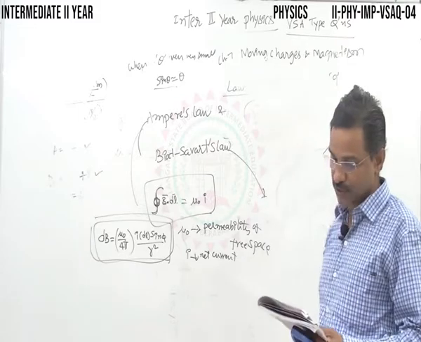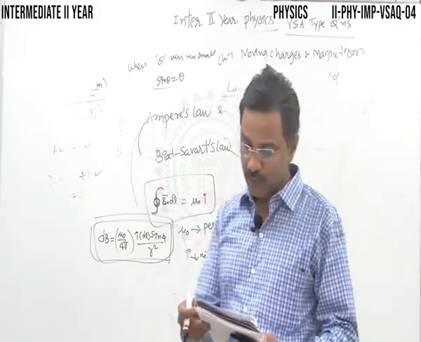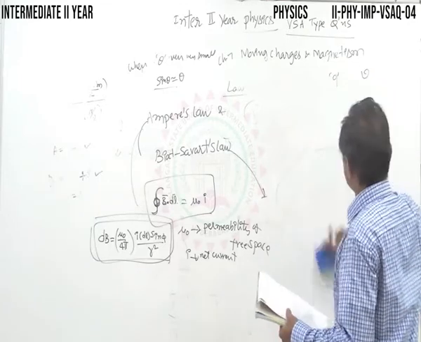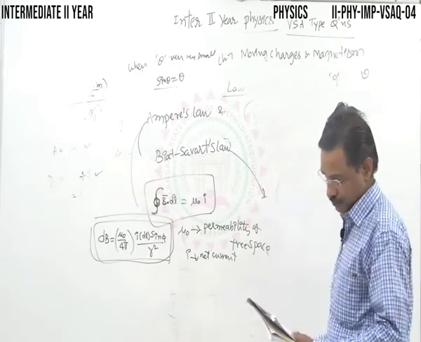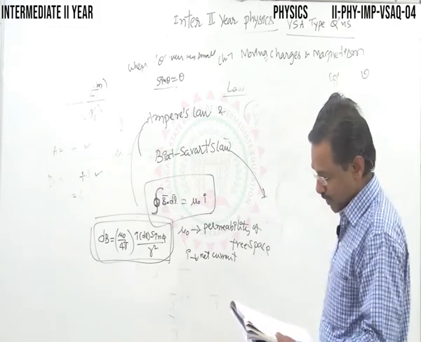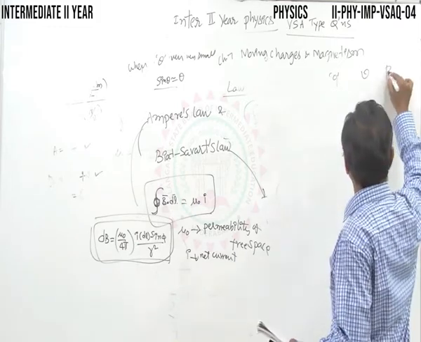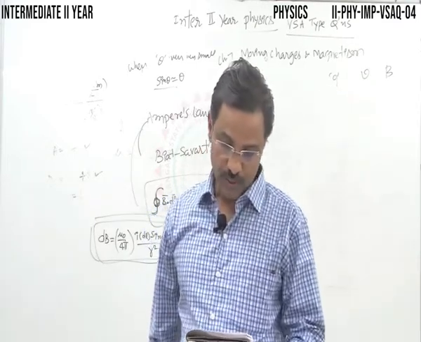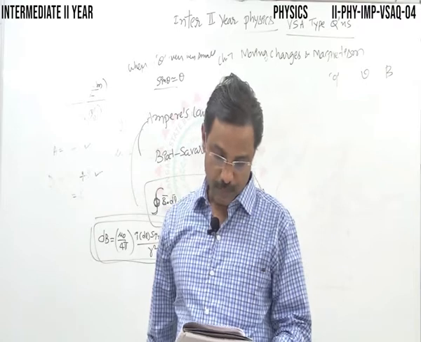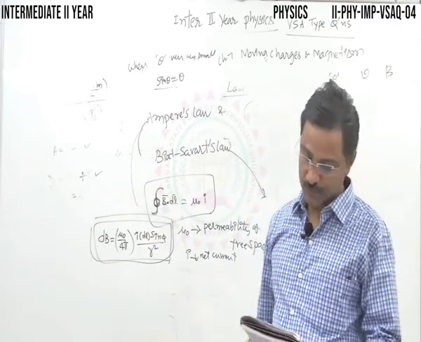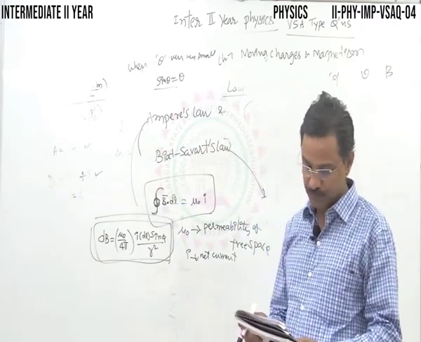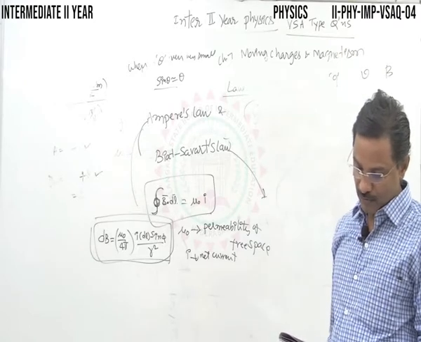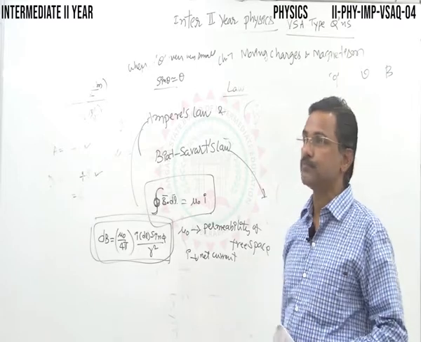Charge Q, small q, moving with velocity v, in uniform magnetic field induction. I'll repeat, what is the force on charge Q, small q, moving with velocity v in uniform magnetic field of induction B? When does it become maximum?